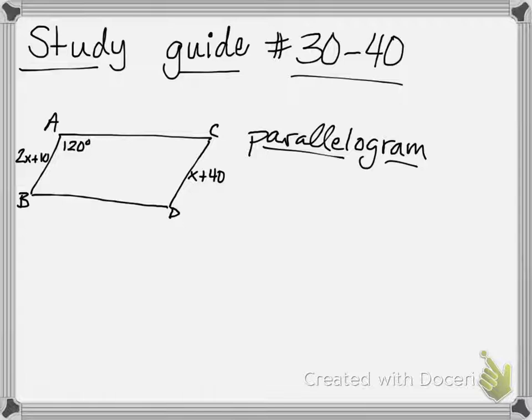We know that in parallelograms, opposite angles are equal and opposite sides are equal. We know that their same side angles equal 180 degrees. And so what we're asked to do is find the other angles in this parallelogram.